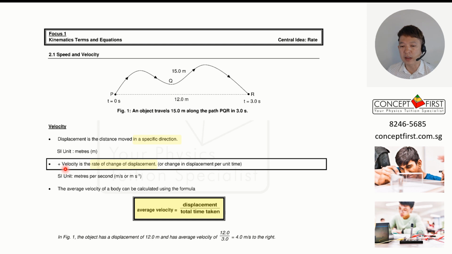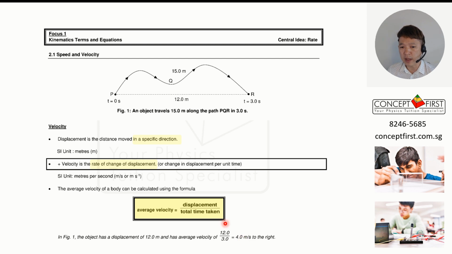The velocity is therefore the rate of change of displacement, how much displacement has changed per unit time. Again, we are referring to per second or sometimes per hour. So the SI unit is the same as for speed, meters per second. And then the average velocity also follows that of the average speed. We take the displacement divided by the total time taken. So the displacement is 12 meters. The average velocity in this case is 12 meters divided by 3 seconds, we get 4 meters per second.